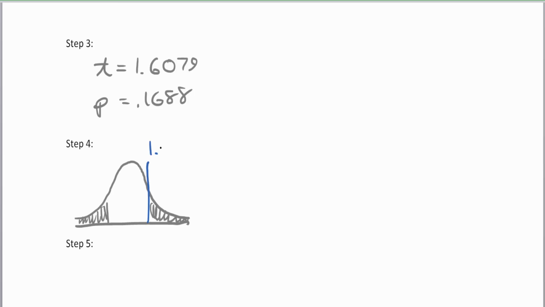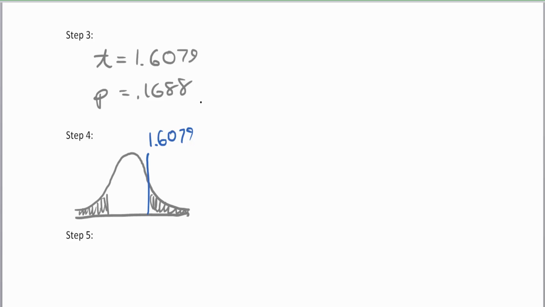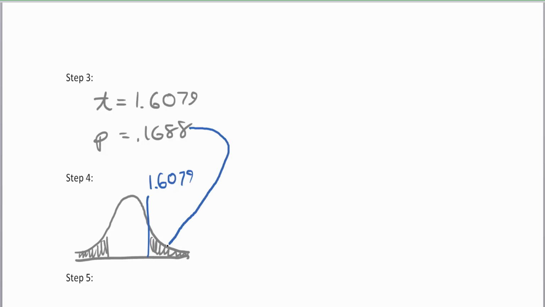So it looks like most of the benefit was positive, which is good. We had a lot more positive numbers than negative. But was 1.6079 strong enough to show us that we have a significant impact? And let's go find out. Let's see that 16.8% are your chances of landing in these zones right there.